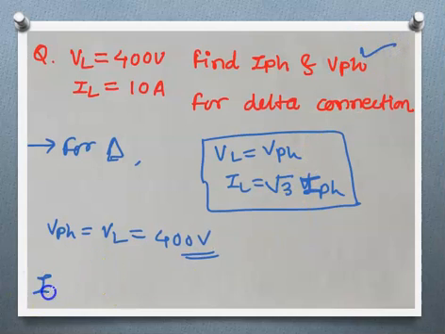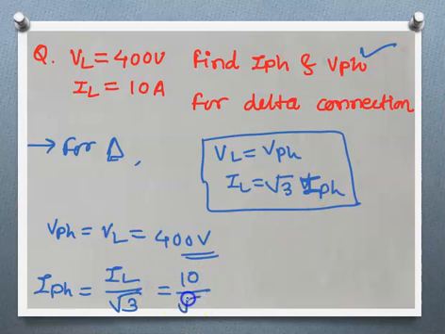The second is IPH. IPH equals, in case of delta connection, IL divided by √3 from this equation. So IL is 10 ampere divided by √3, which is equal to 5.7 ampere. This is our phase current in case of delta connection. In this way we can easily find them with the help of these two equations.